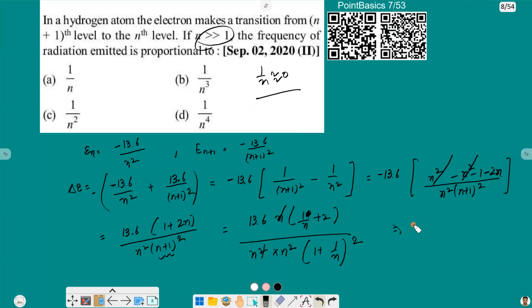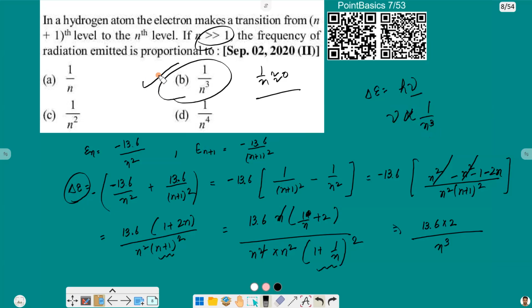So what I will have is 13.6 into 2, 1 by n is basically 0, divided by n into n square, that is n cube, and this term is basically 1 square, so 1 square is 1. So here I have n cube. So the energy gap is proportional to 1 by n cube, and we know that delta E will be equal to h times the frequency. So frequency will also be proportional to 1 by n cube, and that is option B for us.